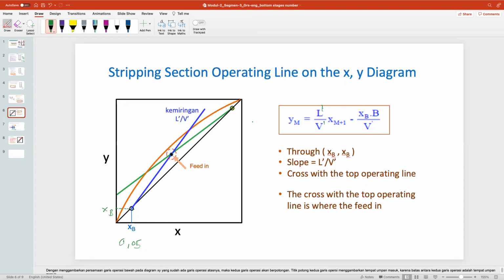Okay, so again, the stripping section, or the operating line of the XY diagram, goes through XB, this one. The slope is L dash divided by V dash. Then it intersects with the top operating line, the green one, and the crossing with the top operating line over here is where the feed comes in. So the next step now is how to calculate the feed.